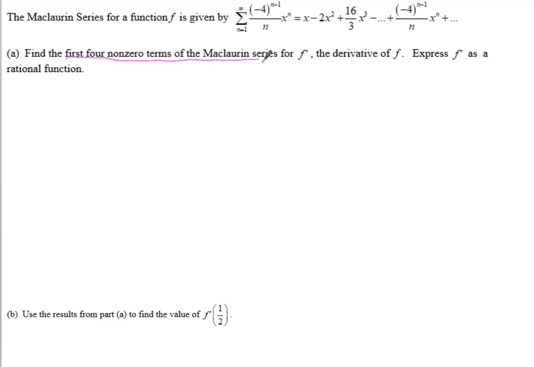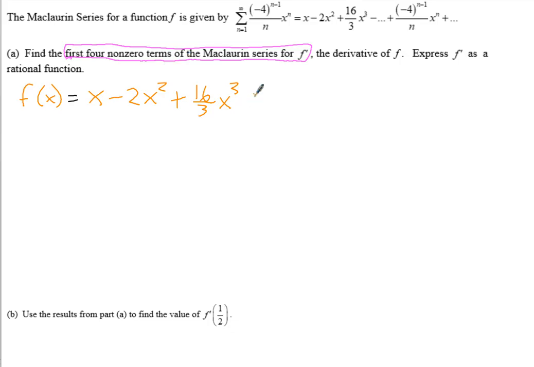Before we can do that, let's figure out what the original function is, f of x. Notice they already give us the first three terms. The first term is x. The second term is negative 2x squared. And the third term is 16 over 3 x cubed. But since we want the first four non-zero terms of the derivative, we're going to need one more term here, because this will give us only the first three.